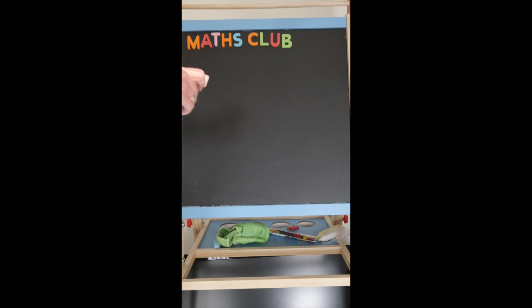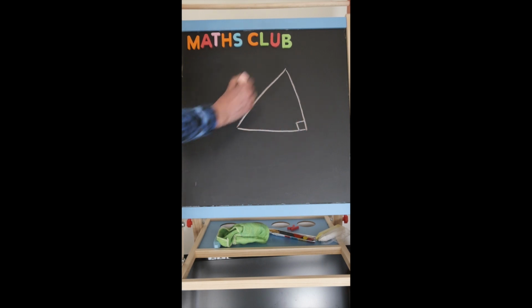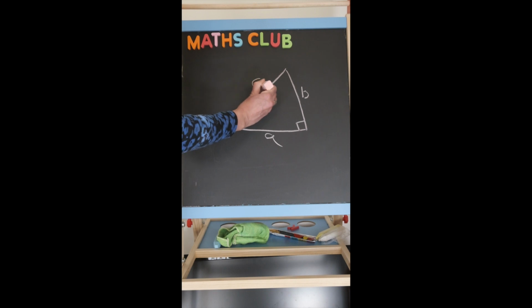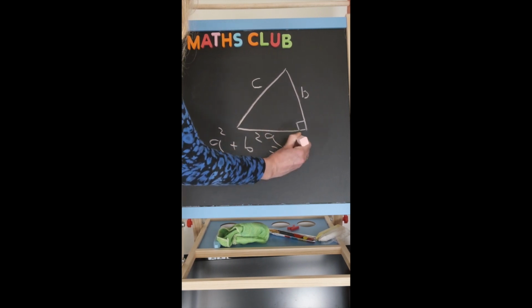So Pythagoras theorem says that if you have a right angled triangle like this and you want to know one of the sides, then you can work it out using the other sides, because say this is A, this is B, and this is C. Pythagoras theorem says that A squared plus B squared equals C squared.